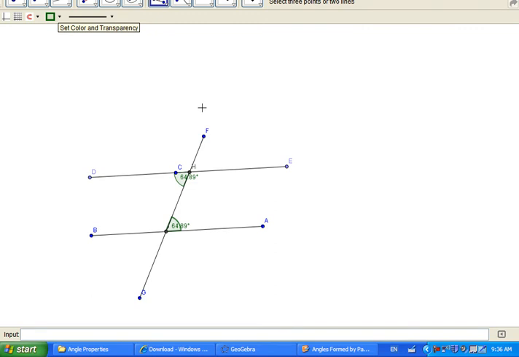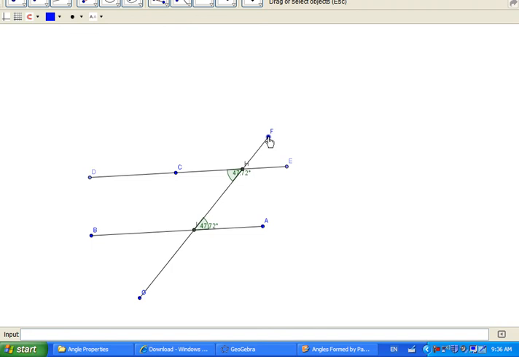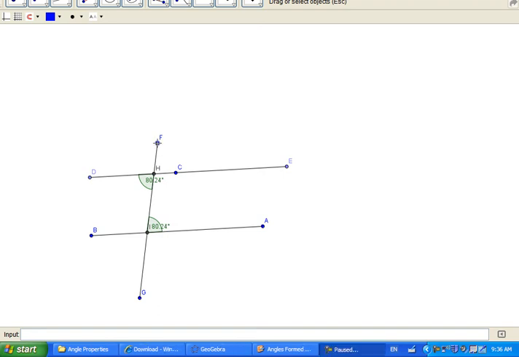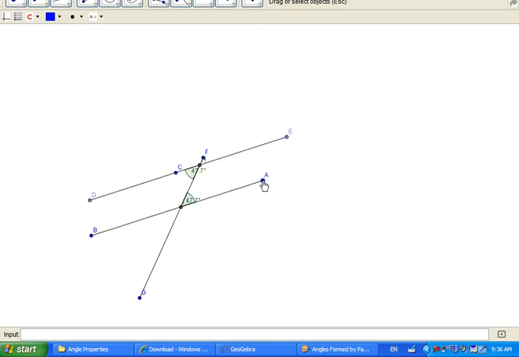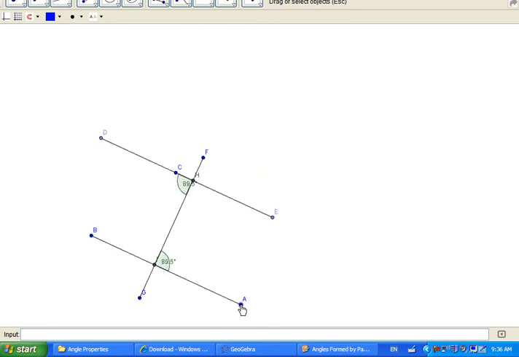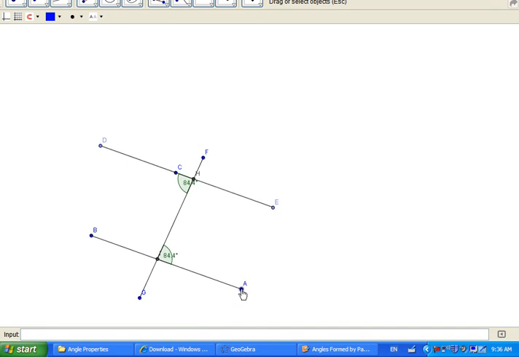So for a Z angle, if I want to move these angles around, so now they're 80.22, 80.24, and if I keep moving this along, you'll see 49.22. Just about everywhere I go, they're going to be the same. I can even move the other lines, and now they're both 89.5, 84.